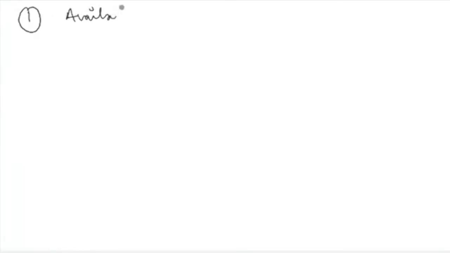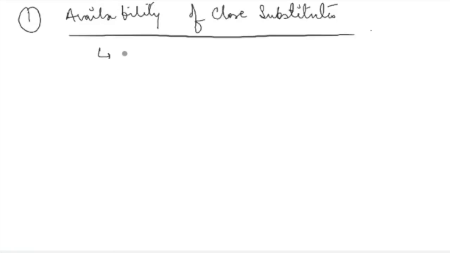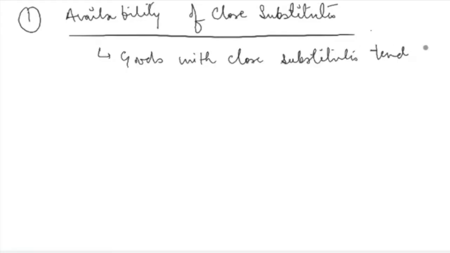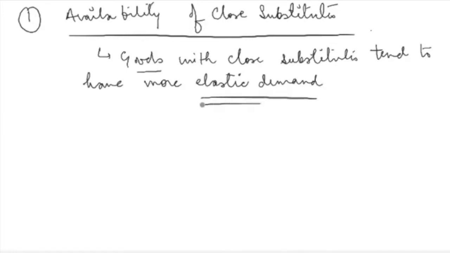Now, what are the reasons that could affect the elasticity of a demand curve? The first is availability of close substitutes. We say that goods with close substitutes tend to have more elastic demand. जिन goods के close substitutes होते हैं, we say that they have more elastic demand as compared to goods जिनके close substitutes नहीं होते हैं. And इसका reason क्या है? It is quite simple. हम ऐसे goods की demand को elastic बोलते हैं जिनकी quantity में बहुत ज्यादा change आता है because of changes in prices. Now, goods with close substitutes will have more elastic demand because you always have the option of switching to another good whenever the price changes.